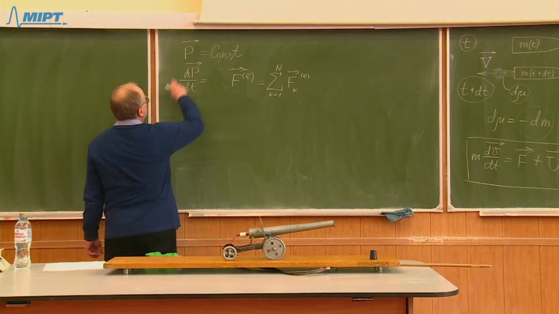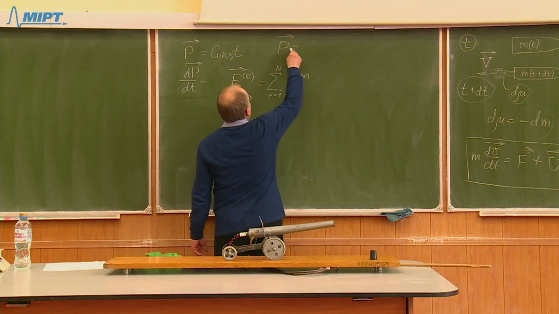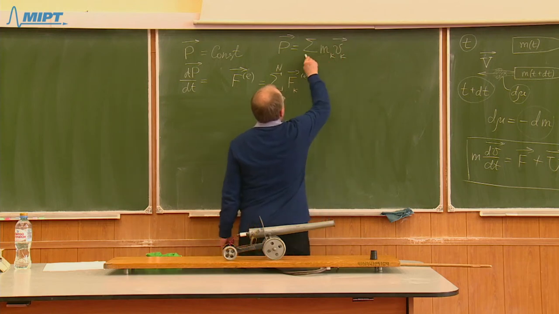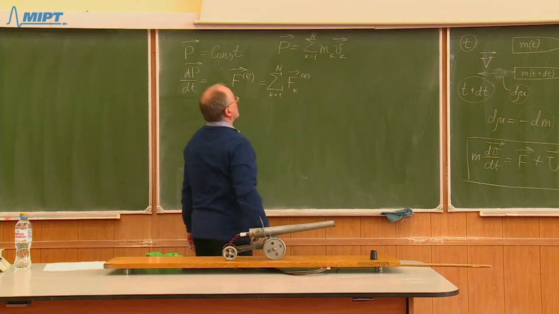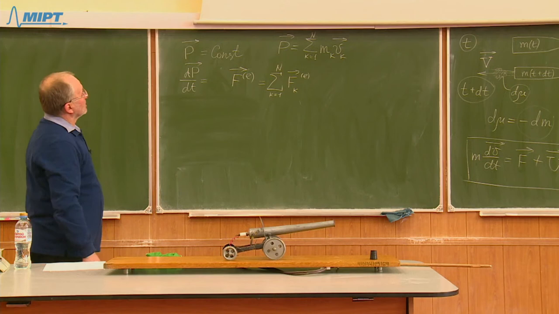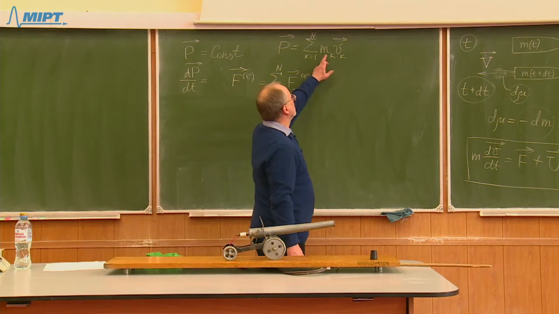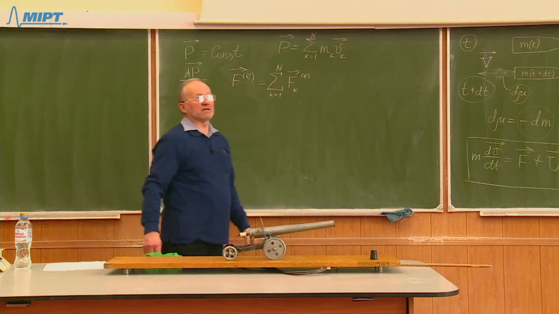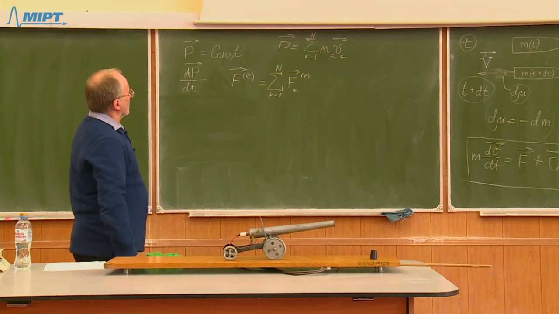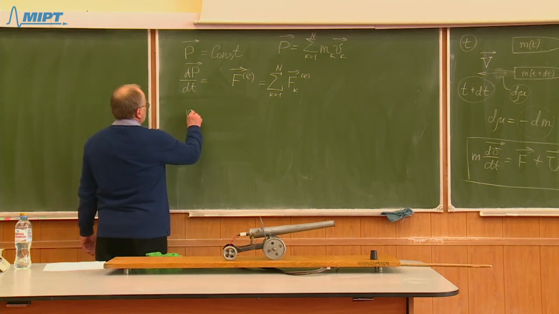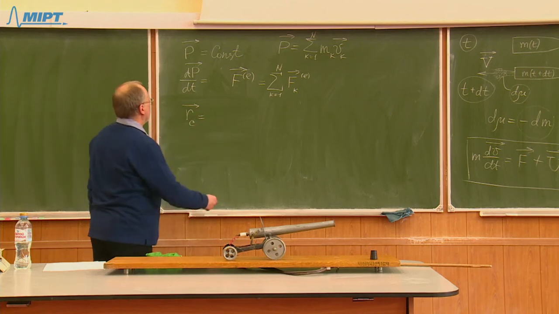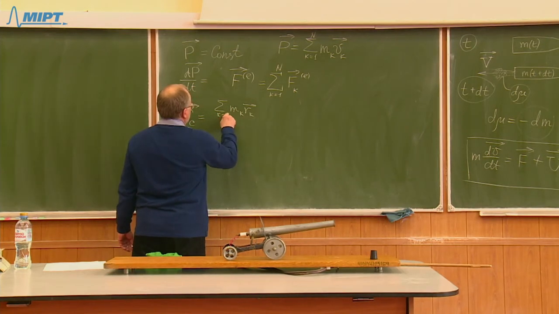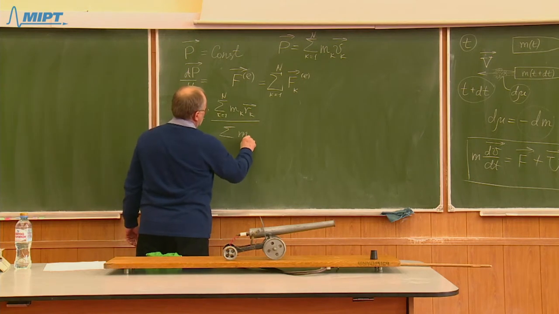And what is a total momentum? A total momentum is the sum of all momenta of all the bodies from the first one to the last body number, capital N. That's the total momentum of the system of bodies. Index k goes from 1 to N. In this relation, we will introduce some vector which is defined as the sum of such vectors divided by the sum of mass.